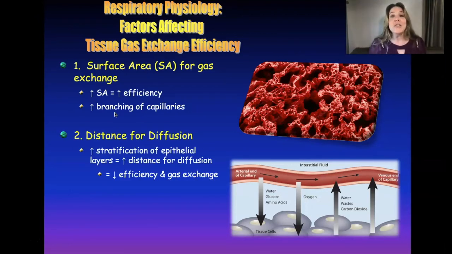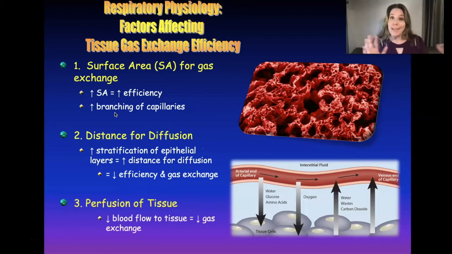Additionally, the distance for diffusion. A lot of the epithelial layers in our body are stratified. And if you recall, stratified epithelium means that there are cells in layers on top of each other. For example, in thick skin, you have many, many layers of stratified epithelium. Well, the larger that stratification is, the greater the distance is for gases like oxygen and carbon dioxide to diffuse across. And so the more distance those gases have to go to diffuse, the less efficient that gas exchange is going to be.